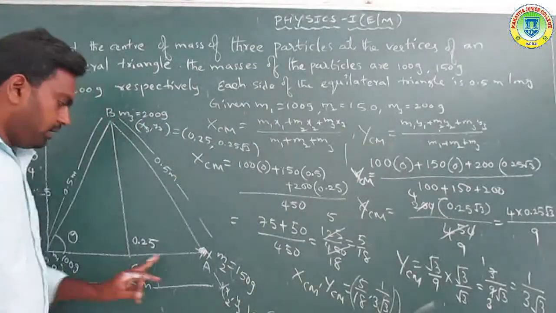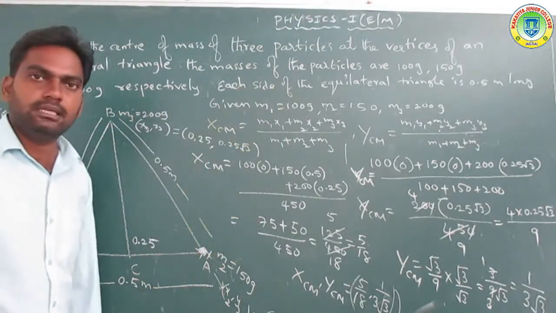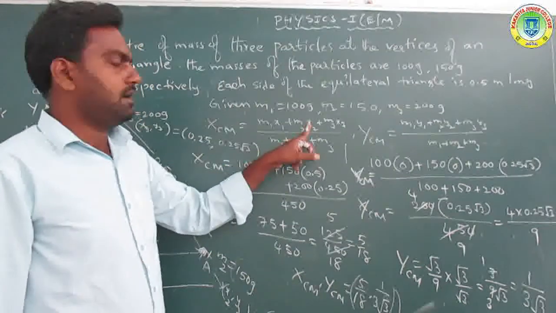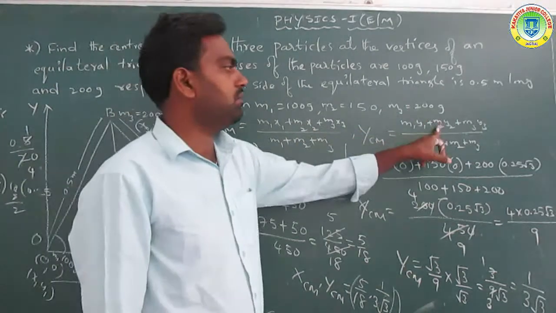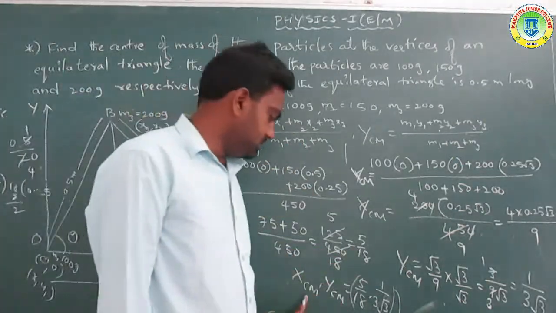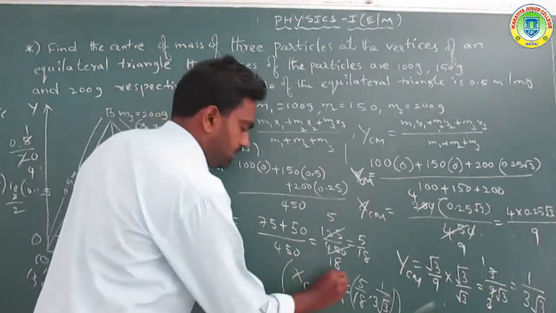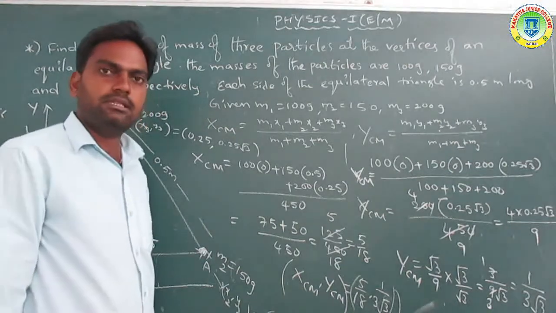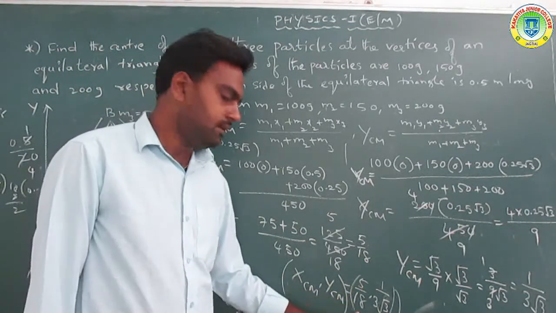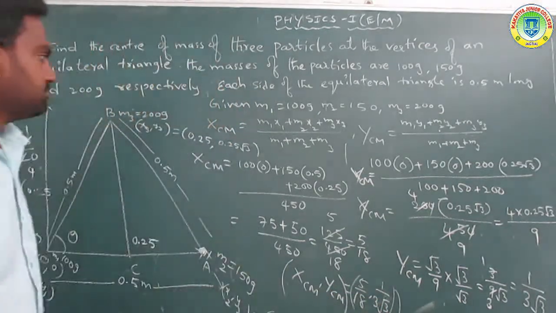M1, M2, M3 are the three masses of the particles given in the problem, that is 100 grams, 150 grams, 200 grams. But we have to find X1, X2, X3, Y1, Y2, Y3. Substituting in the equation, we get the final equation for XCM and YCM. This is called the center of mass. The center of mass of the three particles, XCM and YCM, is equal to 5 by 18 comma 1 by 3 root 3. Okay, got it.